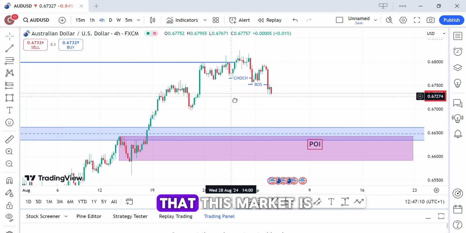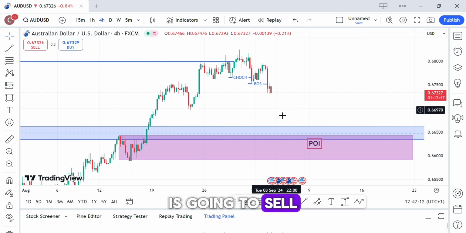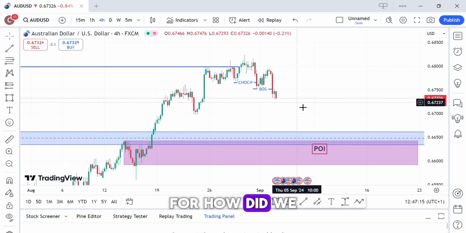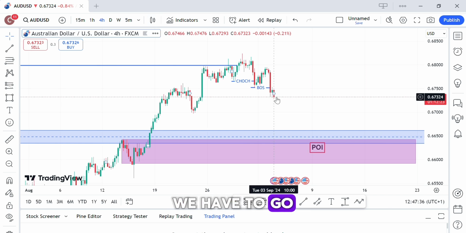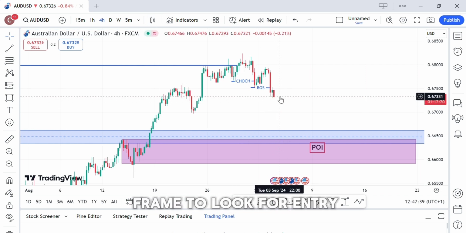Now we can see that this market is now selling. It's going to sell all the way to this point. But how do we enter? We have to go to the lower time frame to look for entry.